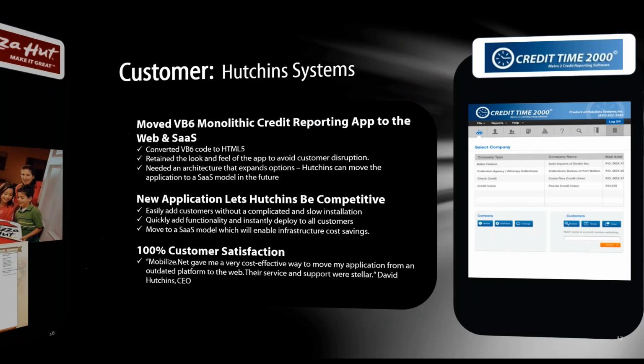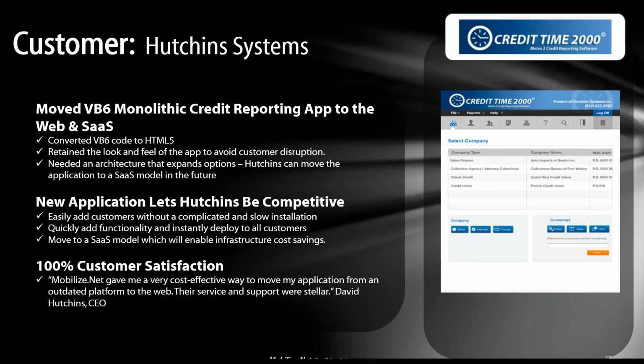Hutchins Systems is another ISV that sells software to automobile dealers to do credit analysis and reporting and lookups. They also had a problem with their user base, with a variety of VB6 installations that required a lot of configuration support when they rolled out new releases, and they also wanted to have a software as a service model.